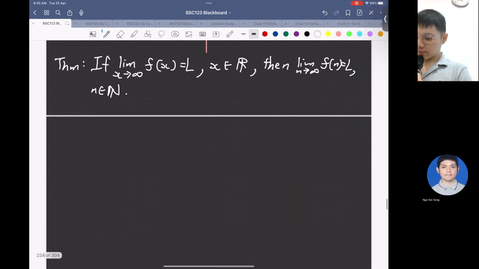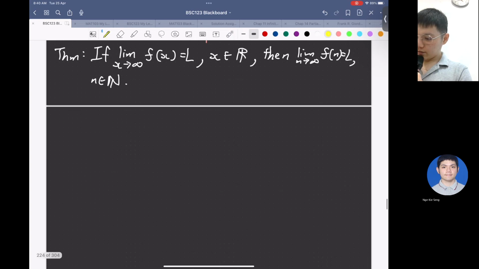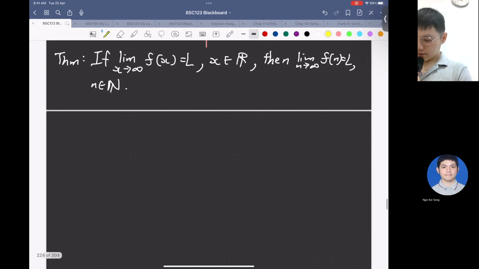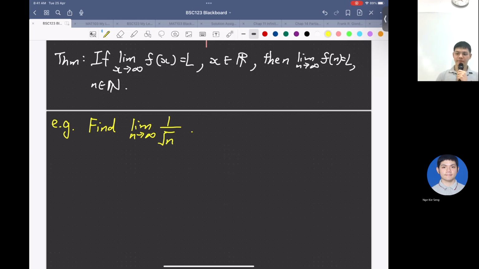So let's see an example. For example, we want to find the limit of 1 over square root n. To find the limit, you first need to understand the sequence. What's the sequence here? What's the first term you have?